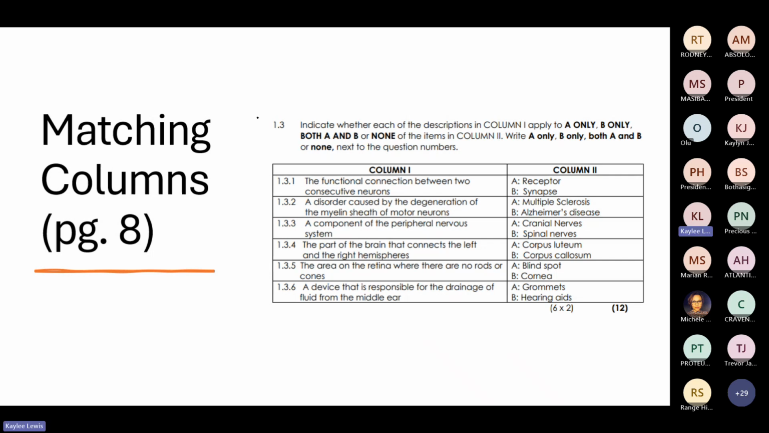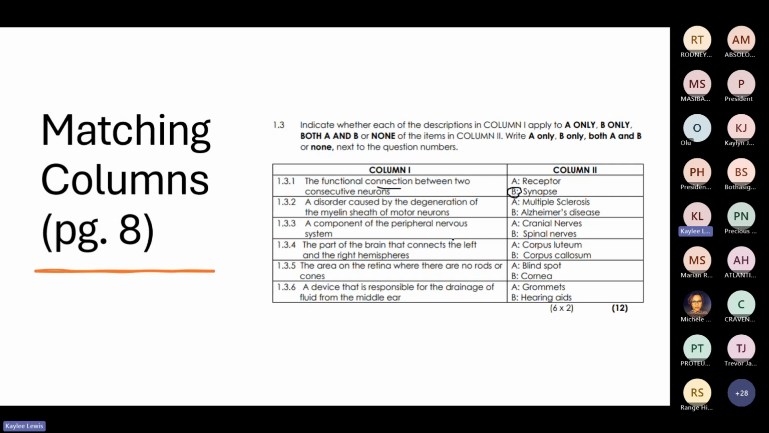Okay, let's go through this question. So 1.3.1, the functional connection between two consecutive neurons. So we've done this, was very similar to the terminology question, but that would be synapse. So your answer is B only. Remember, the receptor is going to detect the stimulus and generate an impulse, but the synapse is going to be between two consecutive neurons, which is two neurons next to each other.